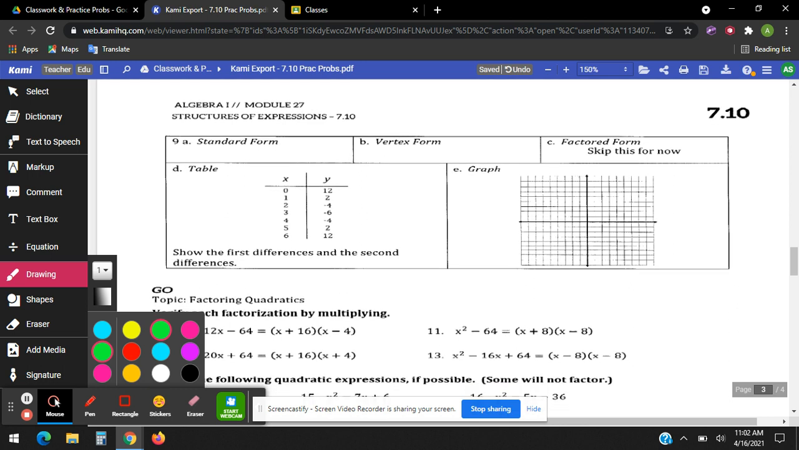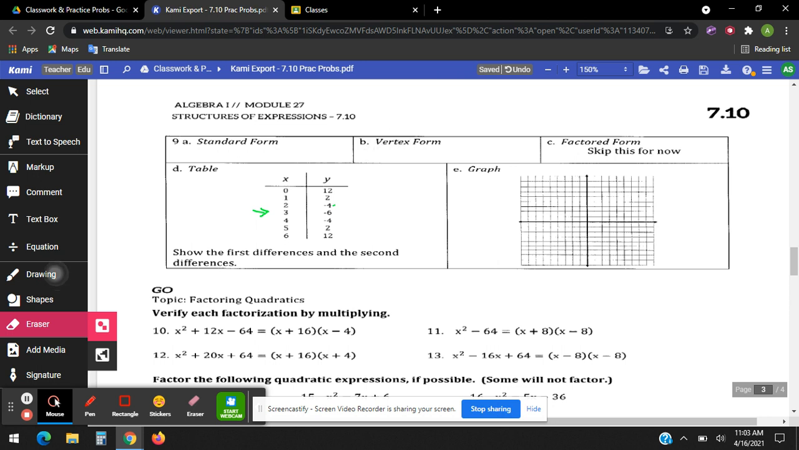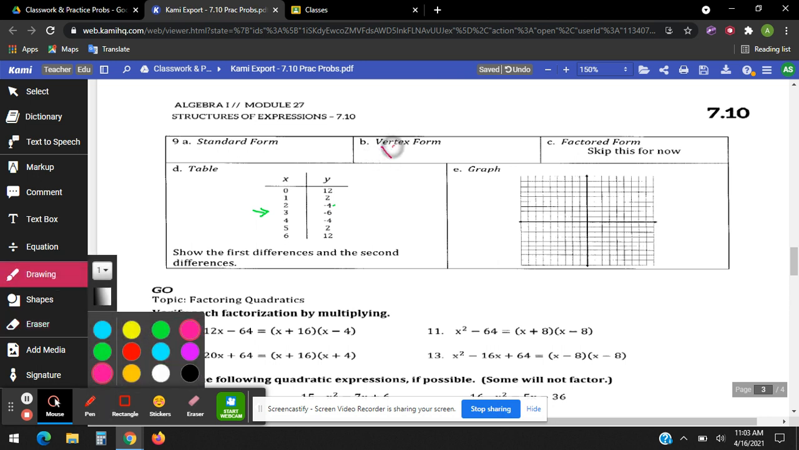Okay, so here it says to skip the factored form. So what do I have going on here for my table? Well, it looks like my vertex is going to be 3, -6, which means my vertex form is going to be x. Oh, let's get our correct colors going on here. Is going to be an x minus 3 squared minus 6.